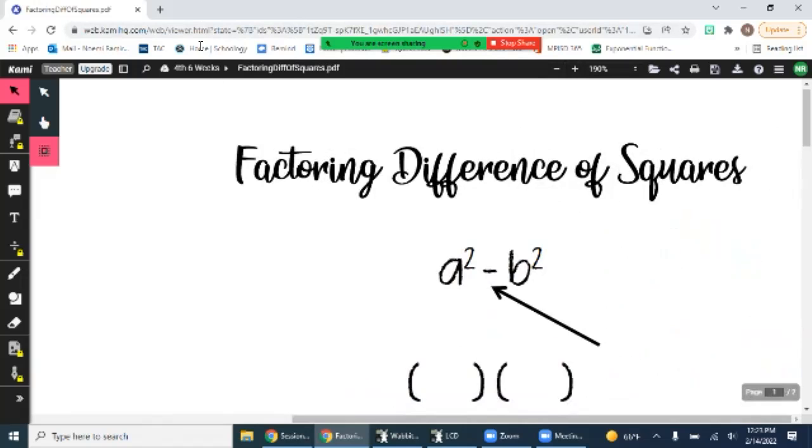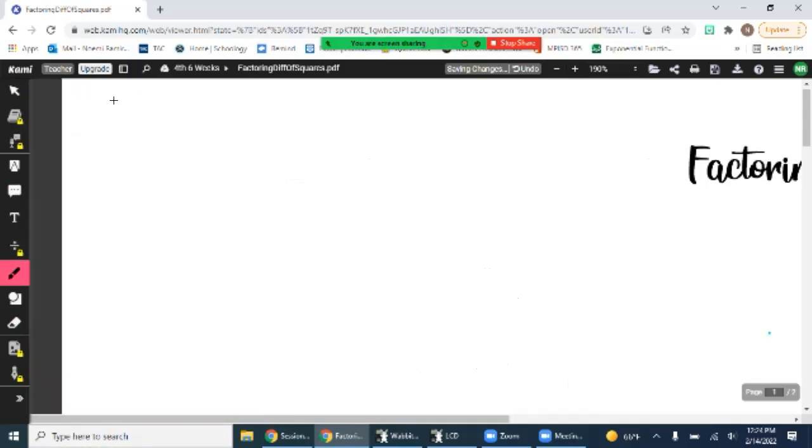So what are some words that you can translate from that? What is the difference of what you see there versus what we saw last week? There's only two terms. So if you remember what we did last week, we had problems that had three terms. And if they have three terms, what are they called? Trinomials.